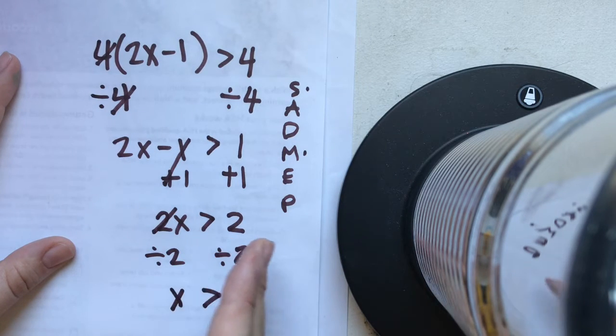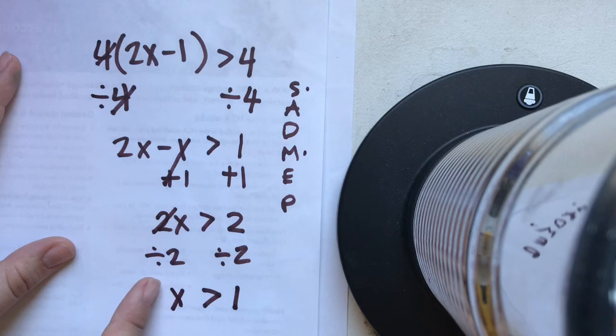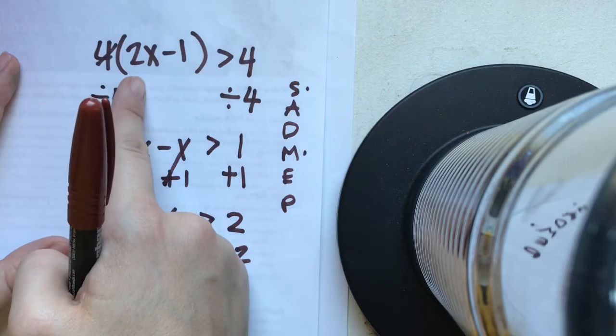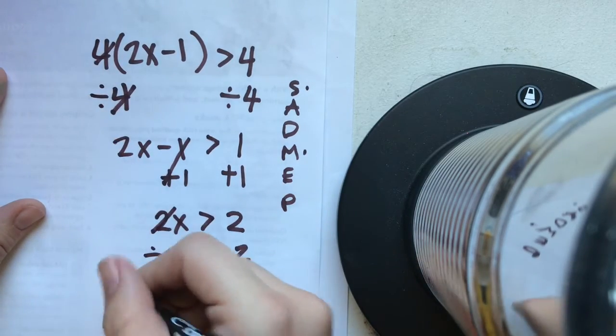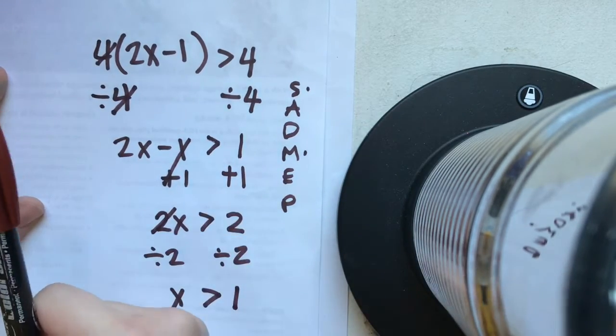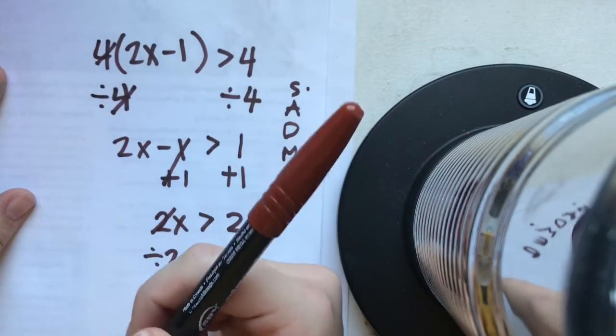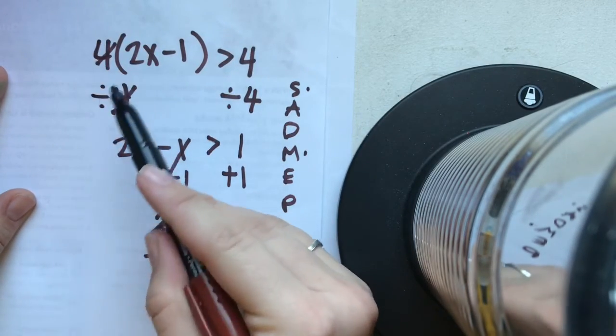That's how you know you got it right. If anything, you can always plug in a number that is greater than 1 based off of this inequality here and see if it's true. And then you would also get the same graph as you did with method 1. So those are the two methods to solving inequalities that have distribution.